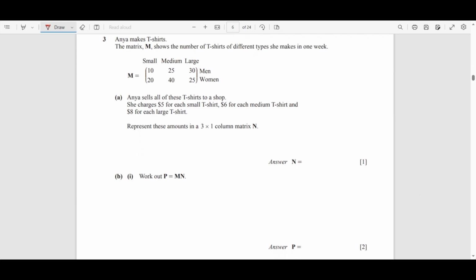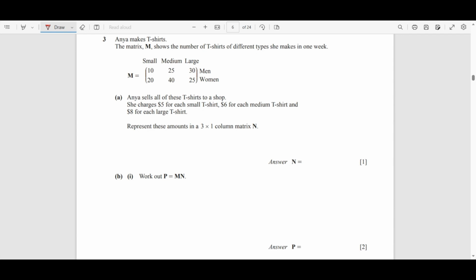Okay, so Anya makes t-shirts. The matrix M shows the number of t-shirts. Let me first explain this matrix. 10 is shared by two categories: one is small and one is men. So that means 10 small t-shirts for men were ordered, right?